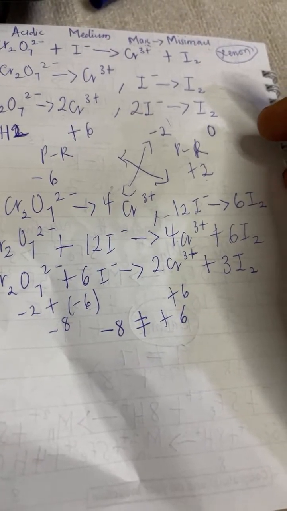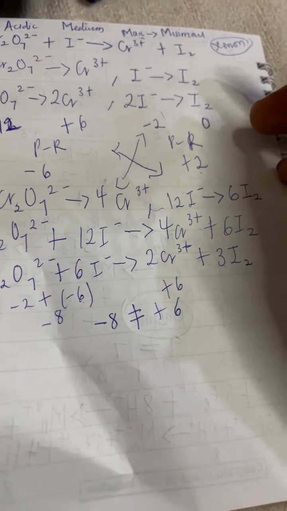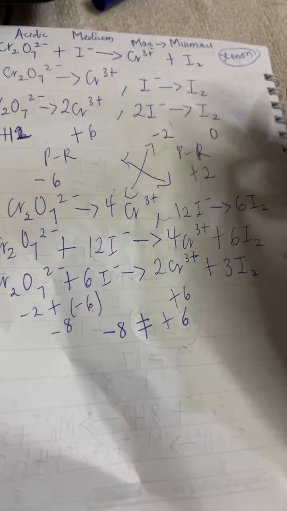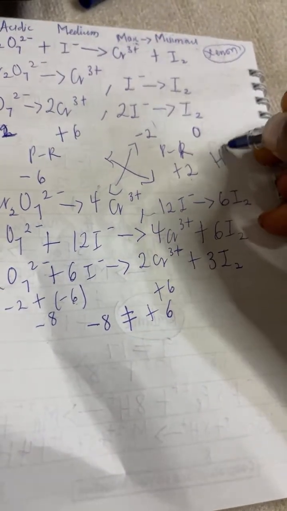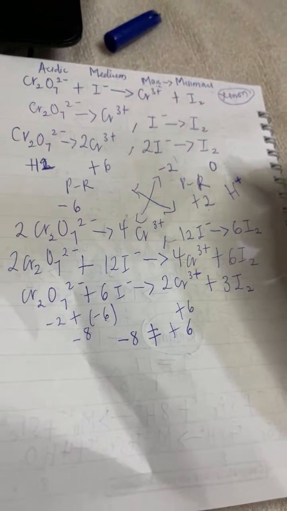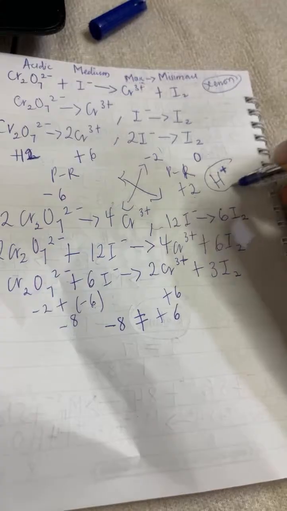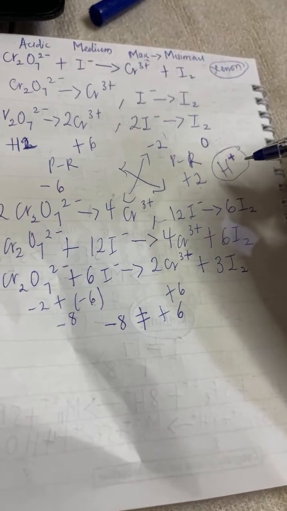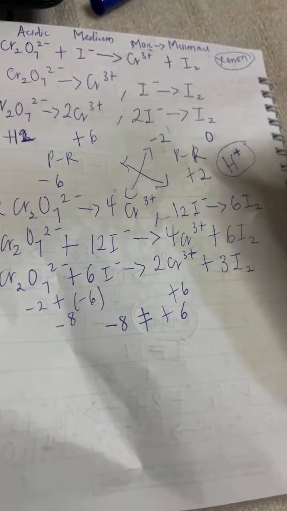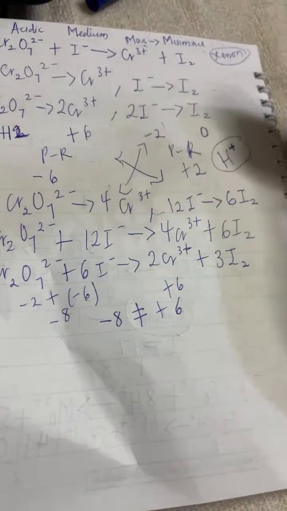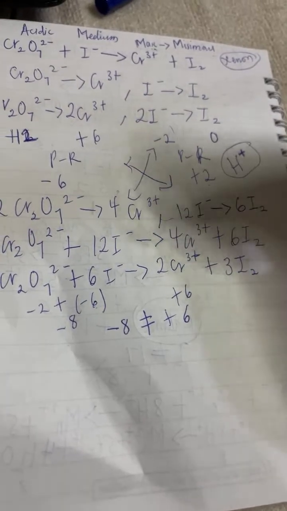In acidic medium, what do we normally add? We add water, I know now. There's still one thing that we add to elevate: hydrogen ion. We need to add hydrogen ion. I believe you all know that hydrogen ion is the one that usually elevates the lower side. It elevates the charge of the side that has a lower charge.